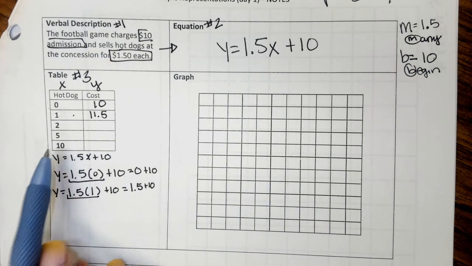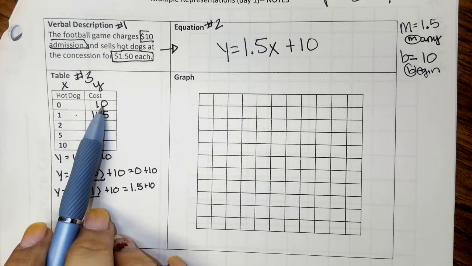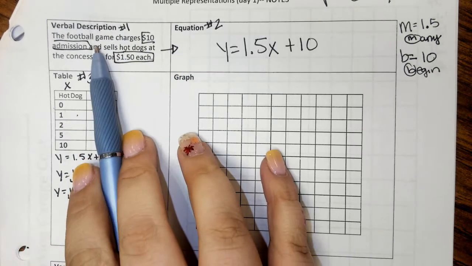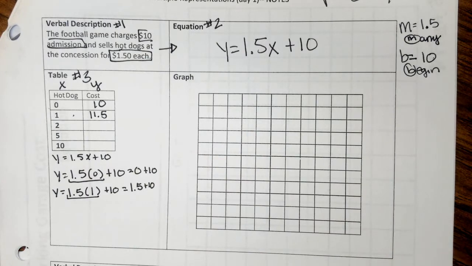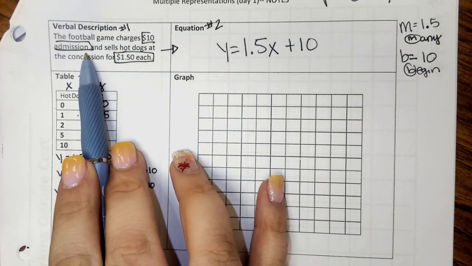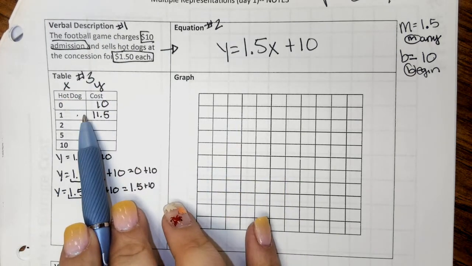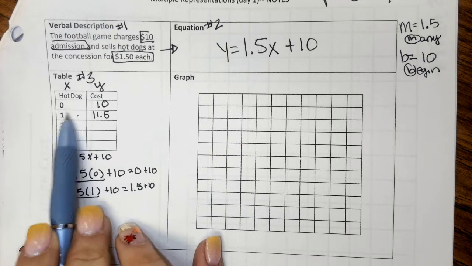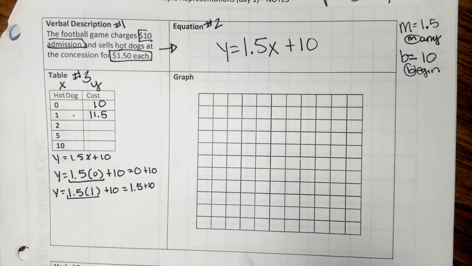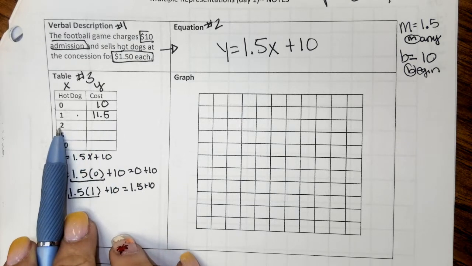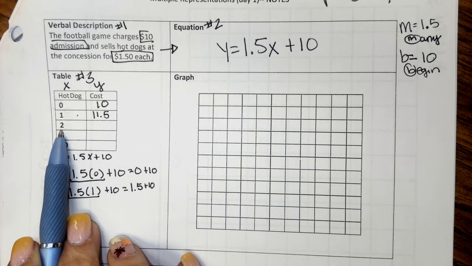Just stopping and talking about this, that seems like an awful lot of money, $10 for no hot dogs. But if you look at the verbal description of the equation, this makes sense because that's not $10 for hot dogs, that's $10 to just get into the game. Now when we're buying hot dogs, we're adding just $1.50 every time we get one more hot dog. So think about what the next price would be, the next total cost here, if we're just getting one more hot dog.